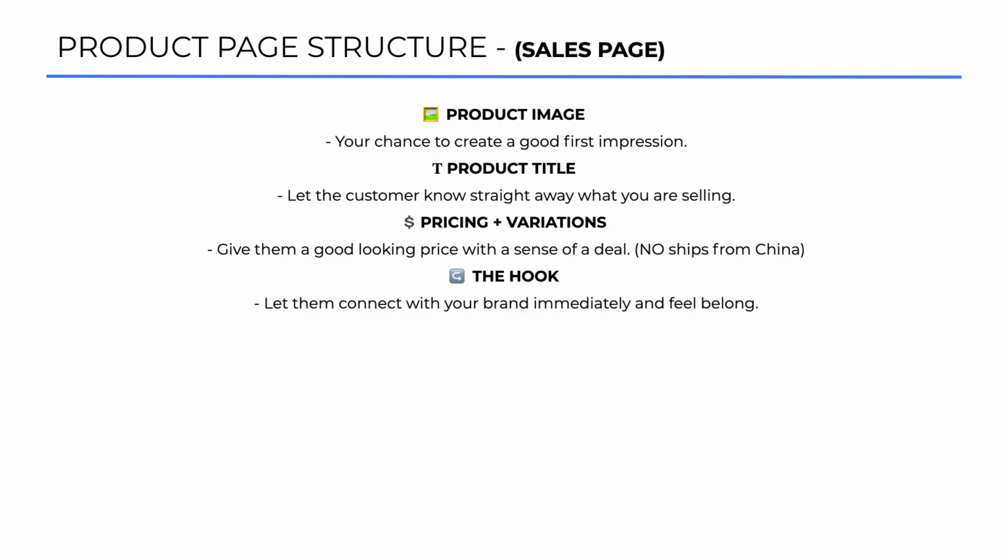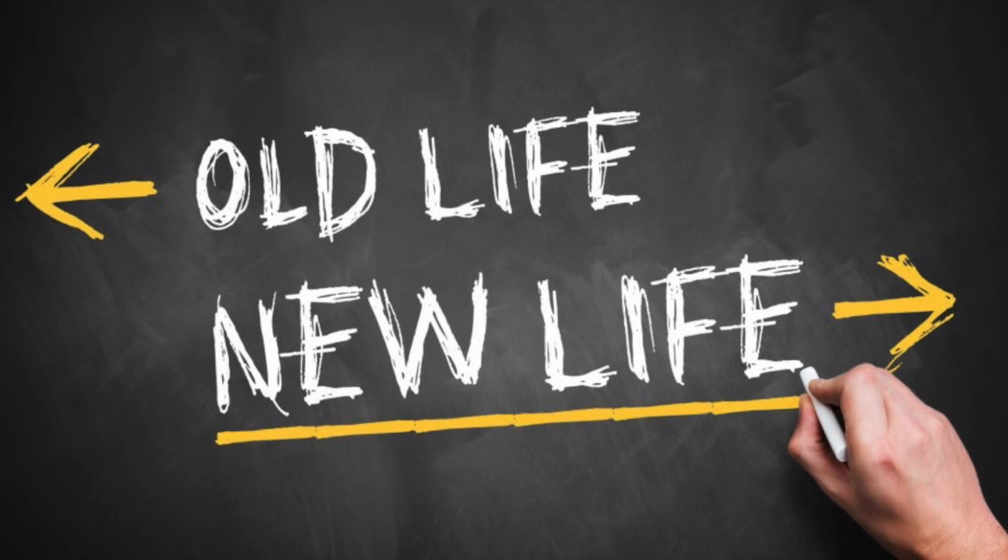At the beginning of the product description, we always want to put a hook. This lets the customer automatically connect with your brand and feel they belong. You want to give them something fun, just a short sentence that will make them feel that you know them and you know what they need. Next thing we have is the benefits. You want to go straight away to the benefits and explain exactly why your product is going to change their life after they purchase it.